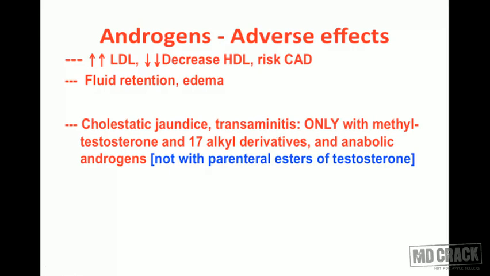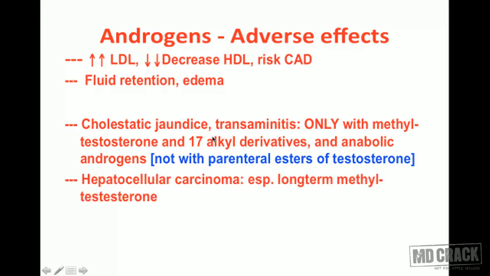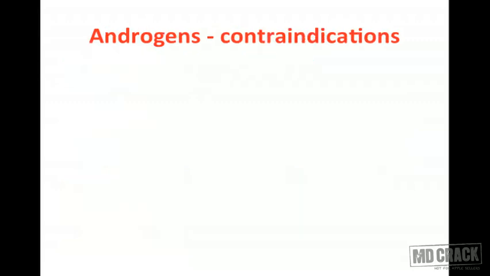However, this is found to be seen only with methyl testosterone and the 17-alkyl derivatives and the anabolic androgens. If you are using the parenteral esters of testosterone, which I told you, then with these substances, cholestatic jaundice and hepatic damage is comparatively less. Long-term methyl testosterone has been associated with the occurrence of hepatocellular carcinoma. And the next adverse effect, of course, it's an androgen, is going to be acne and hirsutism.